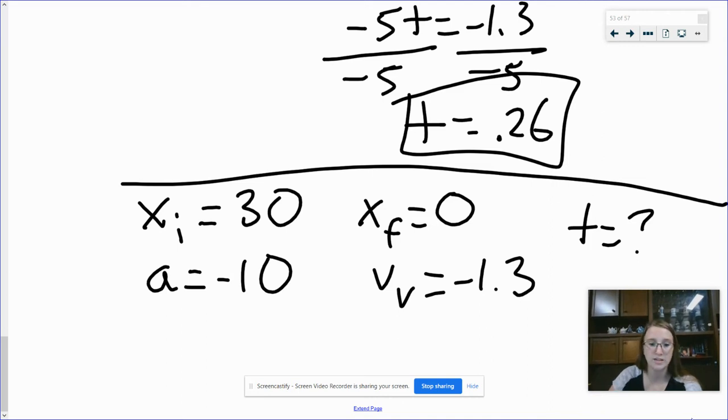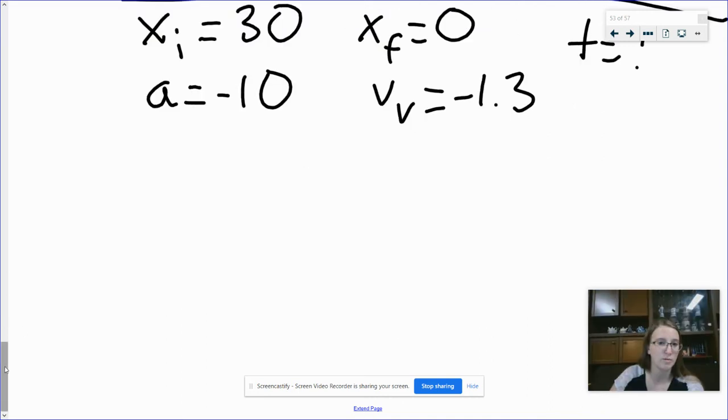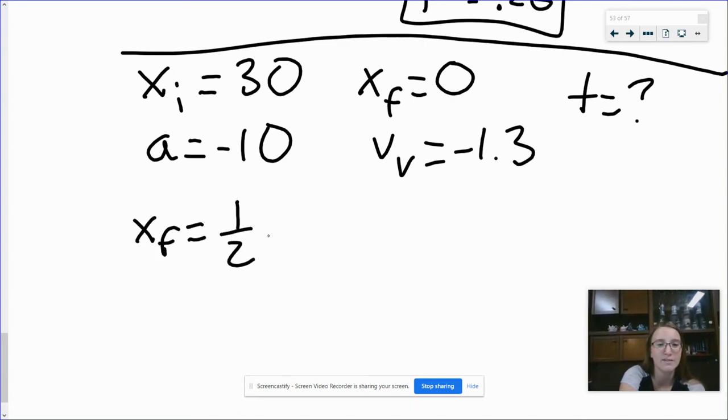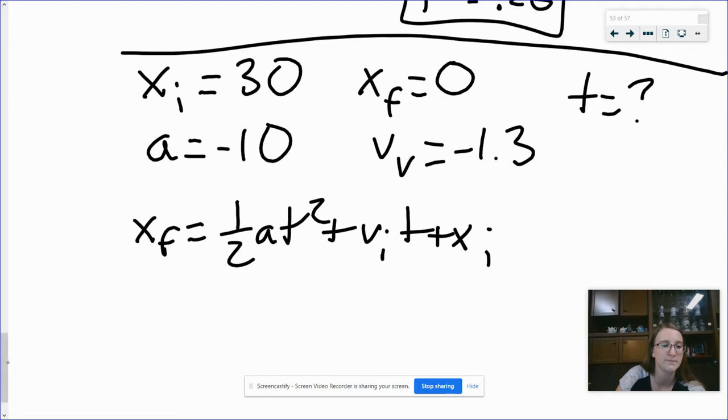So from here, we do the exact same thing. We use the position formula. I'm going to go ahead and let you try this. Just like we did last time, you're going to need to use quadratic formula and see if you can solve for t. Go ahead and give it a shot. Okay, so going on from here, I got x final equals 1/2 a t squared plus v i t plus x i. Okay, let's check and see if you did this right.